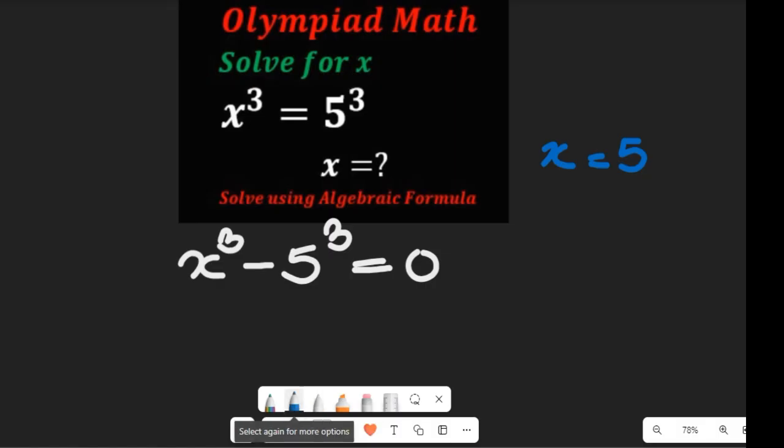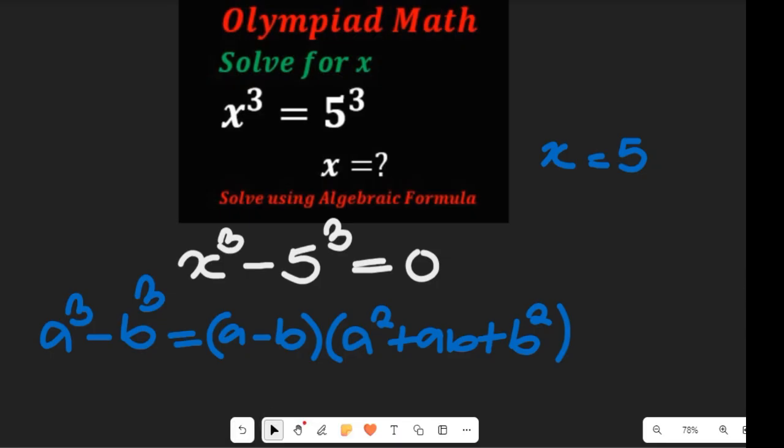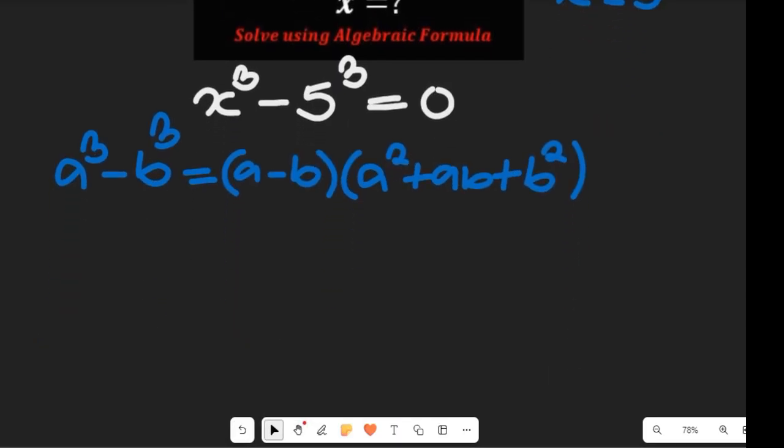Now, look at this. If you have a to the power of 3 subtracting b to the power of 3, do you recall this? This will be equal to a minus b, right? And then we'll have a square plus ab, right, plus b square. Do you recall this? Great. If you have this, then these expressions can be simplified further.